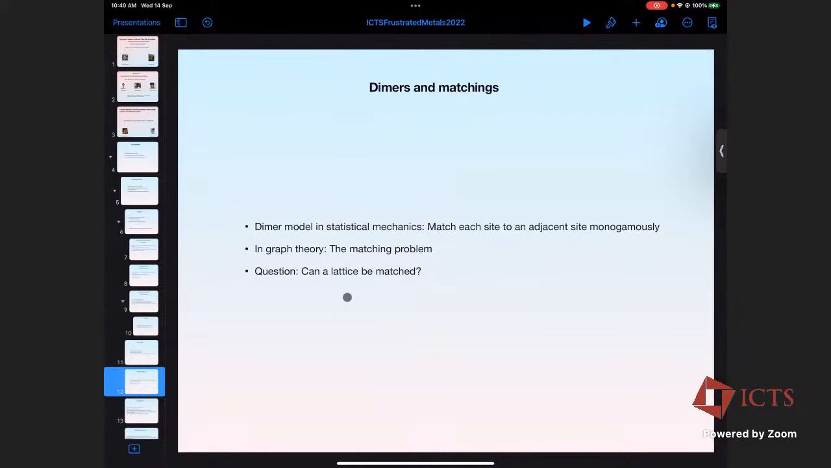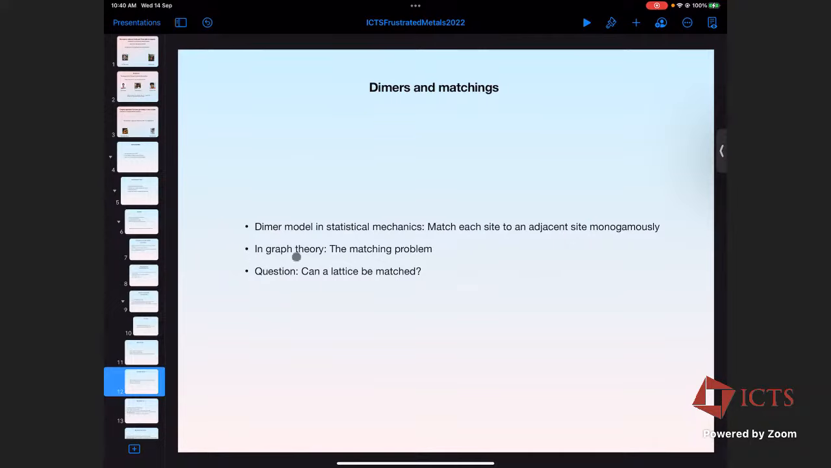Well, dimers in StatMech, as I'm sure all of you know, are simply objects that live on links of the lattice and touch the two ends, touch the two vertices joined by that link, with the rule that any vertex should not have more than one dimer touching it. That's a hardcore constraint. And when we talk of the dimer model, we are usually talking of the fully packed dimer model, which is to say we want to put as many dimers as possible down on the lattice, obeying this hardcore constraint. So we want to match each site to an adjacent site monogamously. That's another way of saying it.